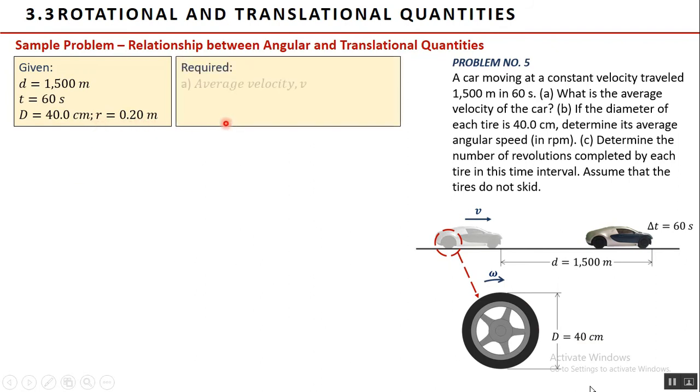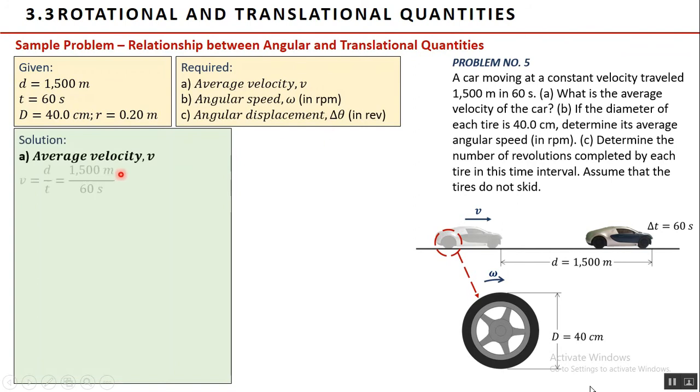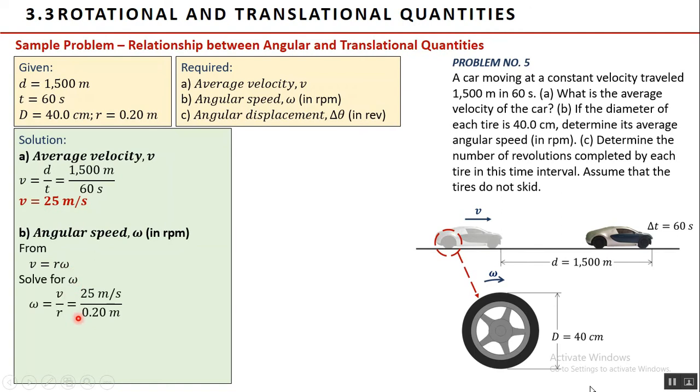What we are looking for is the car's average velocity, angular speed and angular displacement. For average velocity, we use the basic formula, distance over the time interval, that is 1,500 meters over 60 seconds. So the average velocity or speed of the car is 25 meters per second. Letter B. From this formula, we solve for the angular speed, omega. So that is v over r. 25 meters per second divided by 0.2 meter equals 125 radians per second.